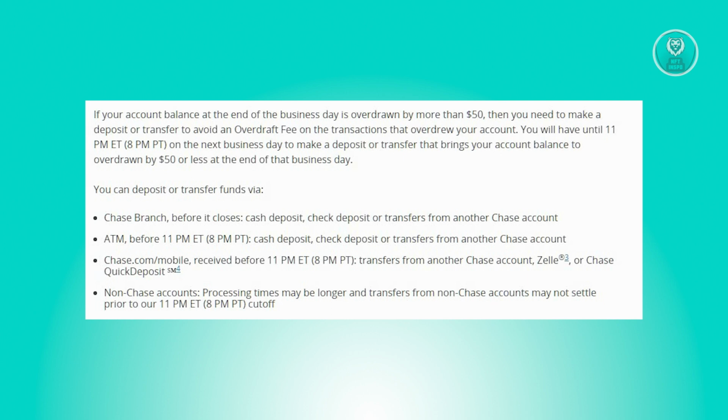When initiating a deposit or transfer, it's important to account for any other transactions or purchases, whether pending or not, that may impact your account balance before the close of the business day.